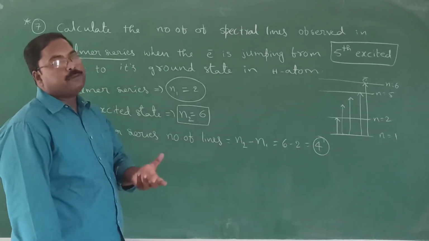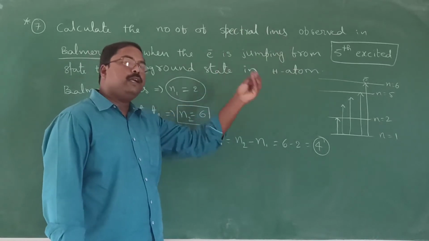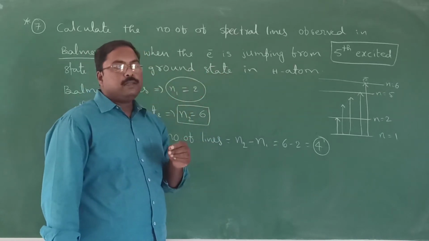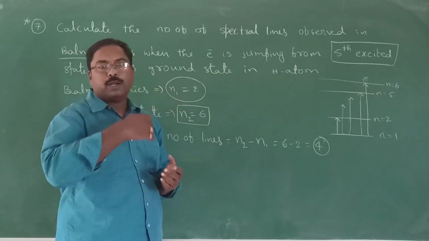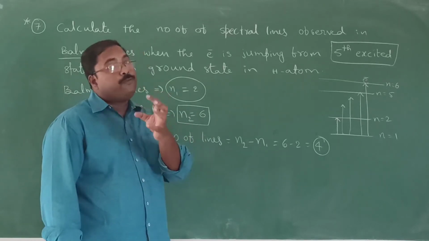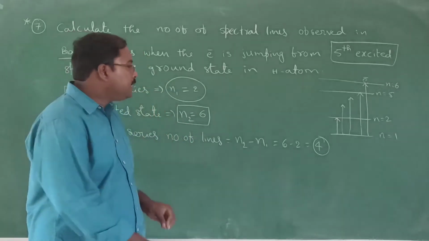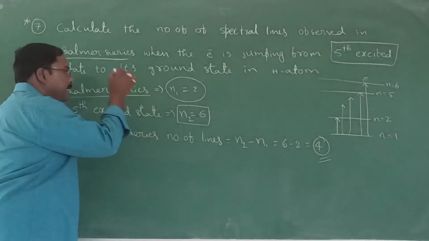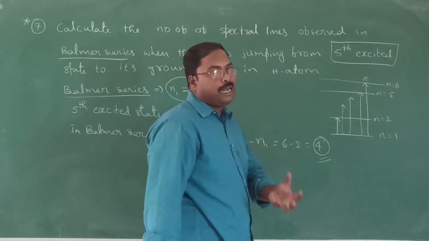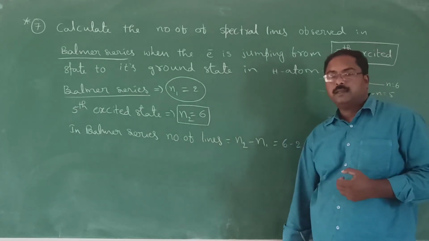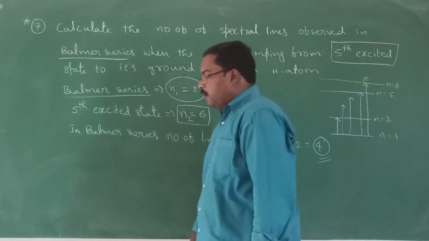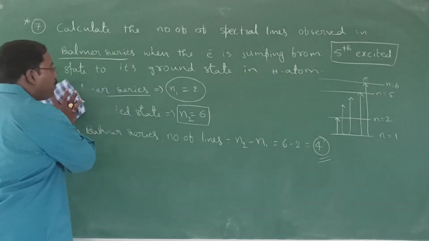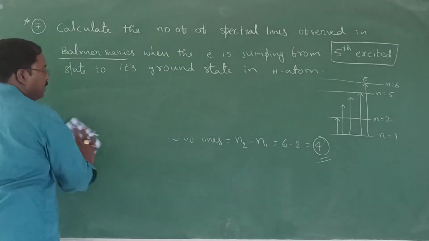If they ask the total number of spectral lines, we know how to use the formula n into n minus 1 by 2, because the electron is jumping to the ground state. Total we will get 15 lines. But out of the 15 lines, these 4 lines are observed in the Balmer series. I hope you got clarity on how to solve these types of questions. Now, to the above question, I am going to make a small change.